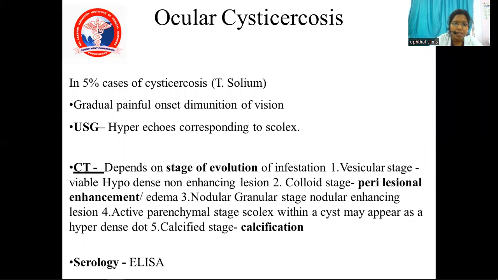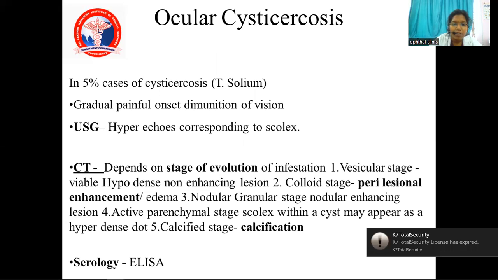Ocular cysticercosis. In 5% of cysticercosis, ocular involvement will be there. The organism responsible for this is Taenia solium. The patient will present to us with gradual painless diminution of vision, and the ultrasound will show a hyperechoic area corresponding to the scolex.